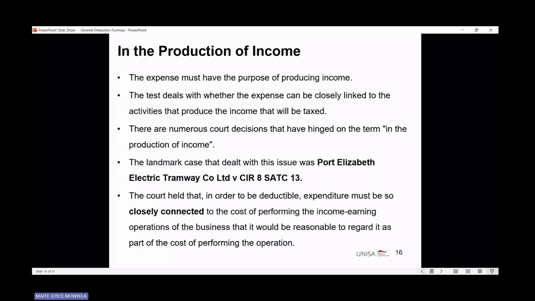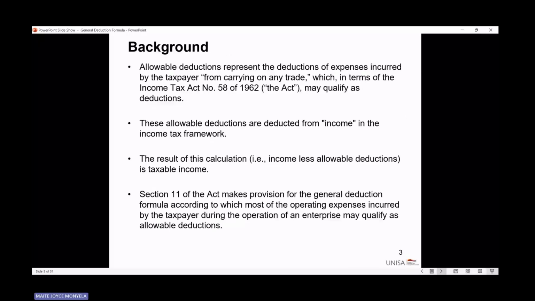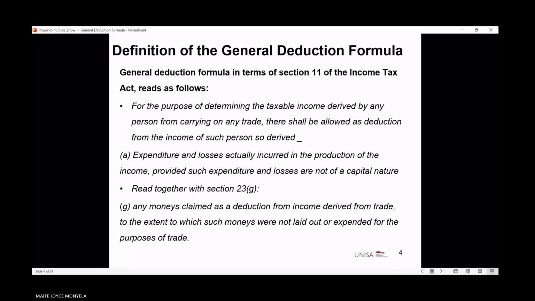Today we discussed the general deduction formula, and then we talked about the definition, which I said is important to apply in a practical way. The definition in terms of section 11 and 11A gives us the requirements. This is the Bible, you need to know it: expenditure and losses actually incurred in the production of income, provided the losses are not of a capital nature, in the year of assessment. You need to know the requirements and the definition, and you need to apply the case law.